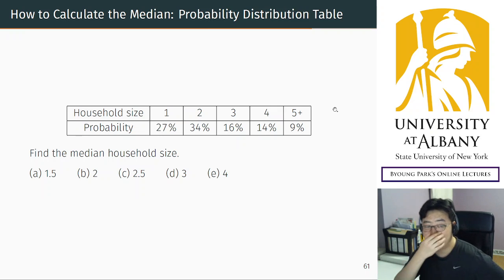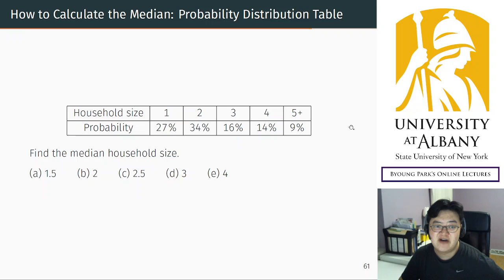And here is a similar question, the same question, for your exercise. Household family size is either 1, 2, 3, 4, or 5 plus. Find, in this distribution table, the median household size. What you need to do here is make another line in the table and calculate the cumulative probabilities for each cell. That's how you calculate the median.